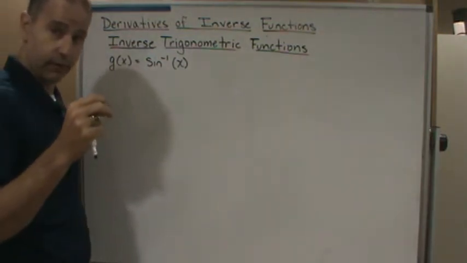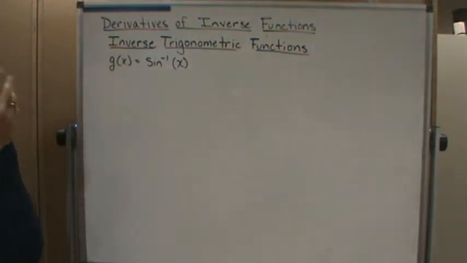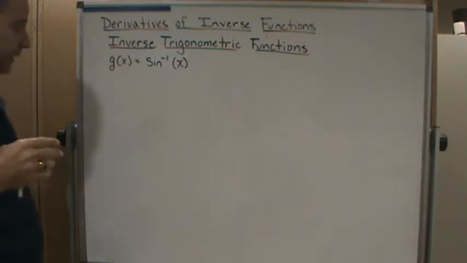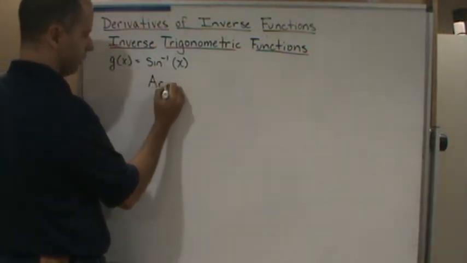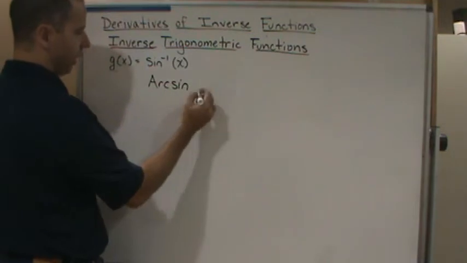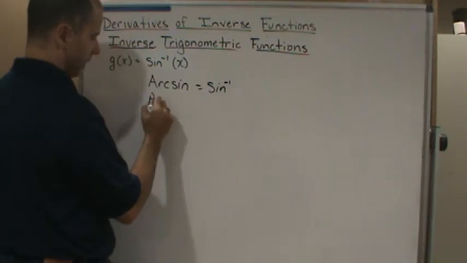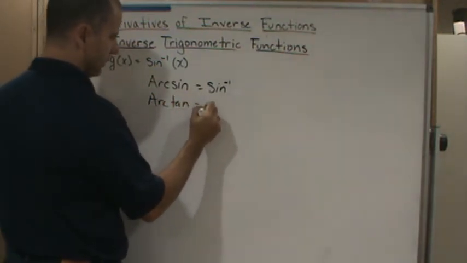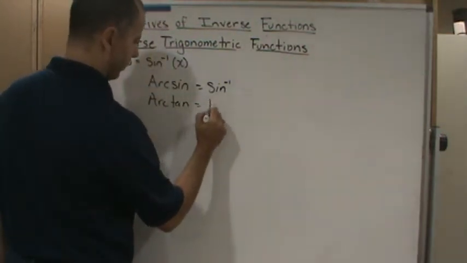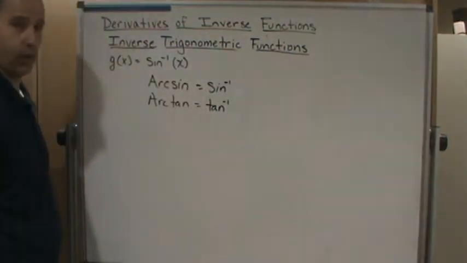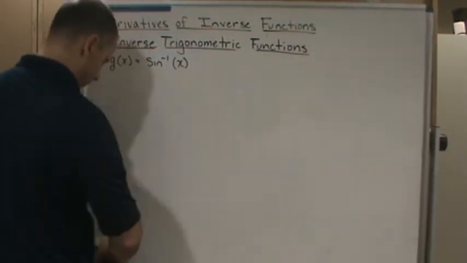Depending on the textbook, they'll use the inverse symbol for inverse sine, inverse cosine, inverse tangent, and so on. Or you'll hear them say arc sine. Arc sine is the same as inverse sine. And arc tangent is the same as inverse tangent, or tangent inverse. Okay? So just so you know, you may or may not have already known that.